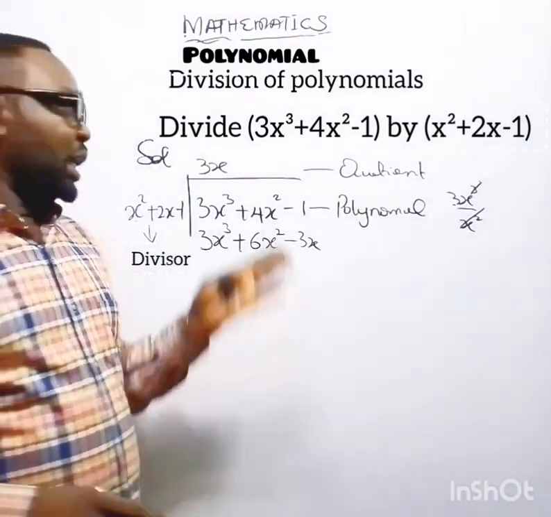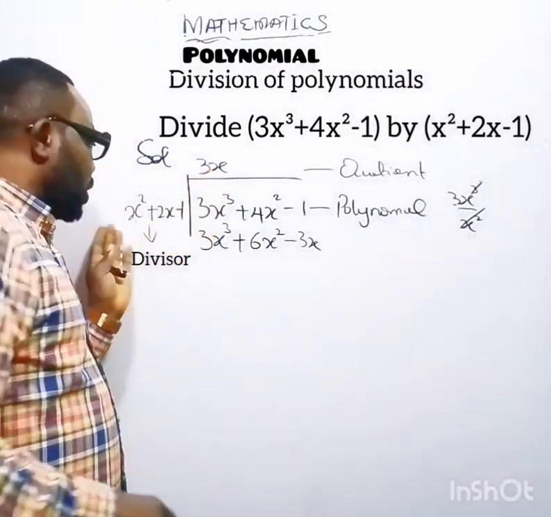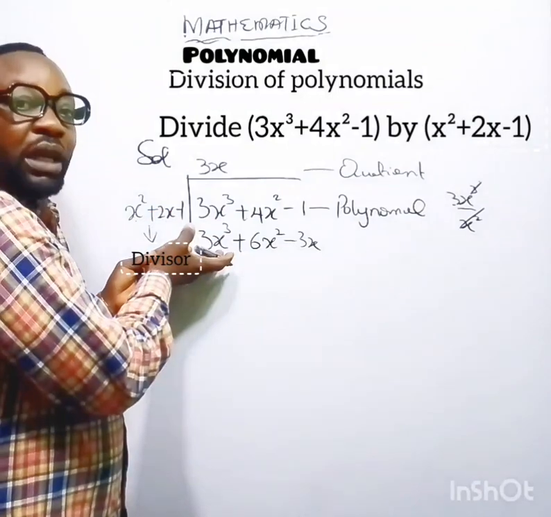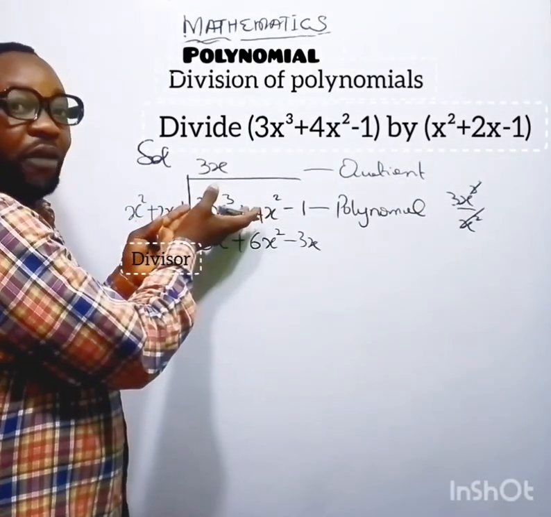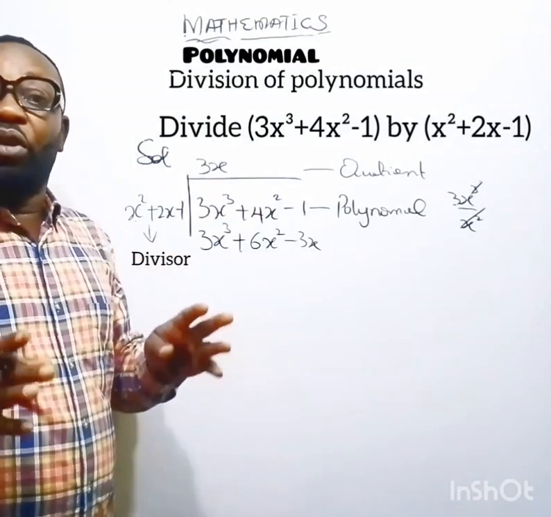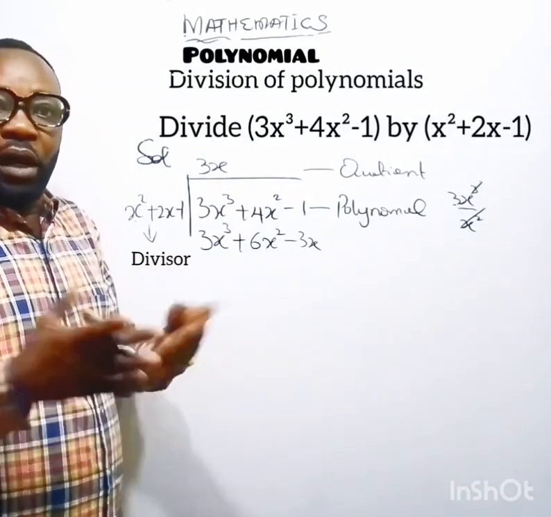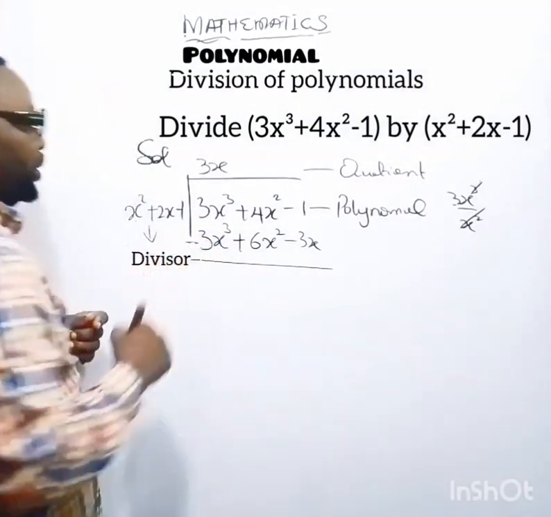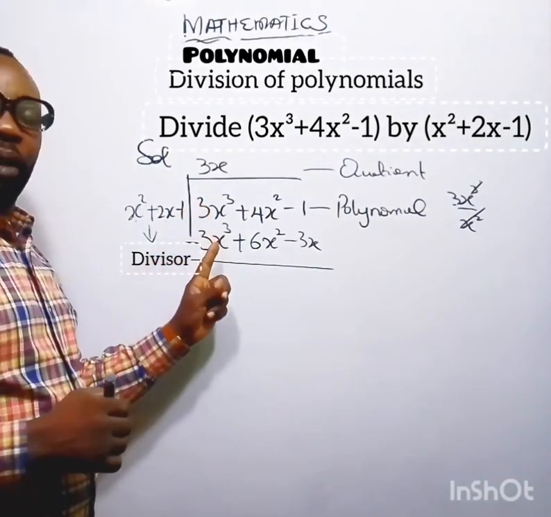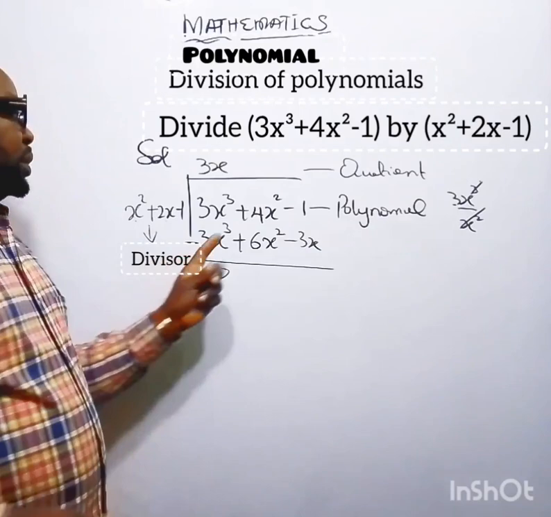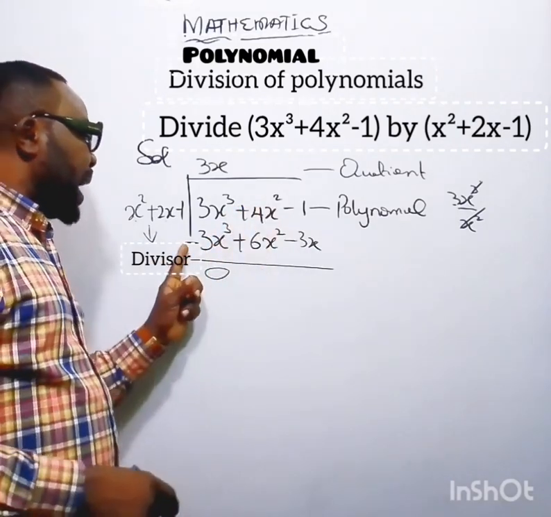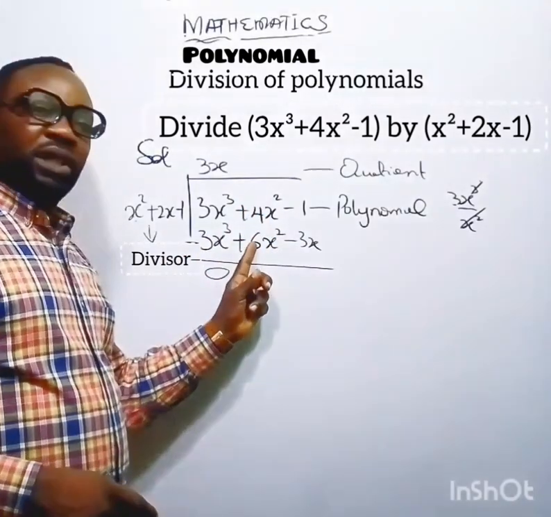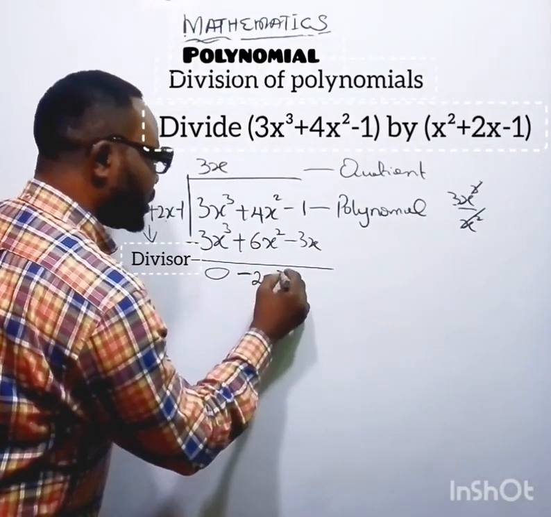Now, after you have done that multiplication of this value with all of the divisor, what you do next is to subtract this new value from the polynomial given to us initially, the way we normally solve our division. Now, subtracting one from another, we put the minus sign here. That is 3x cubed minus 3x cubed. This one will give us 0. Plus 4x squared minus 6x squared, that will be minus 2x squared.